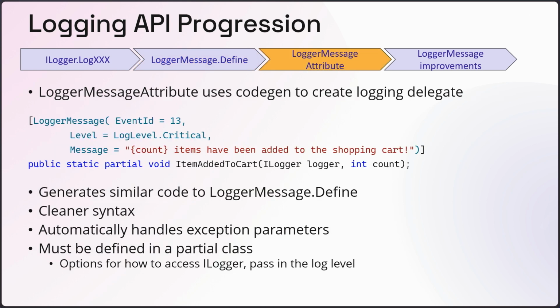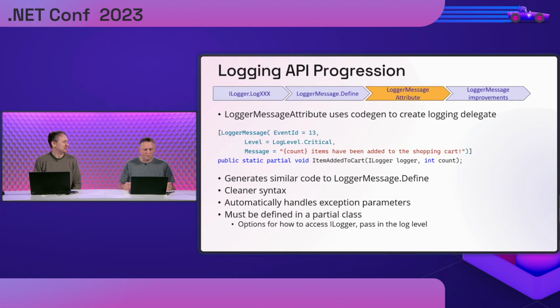So in .NET 6, we added a code generator. So instead, what you can do is define a partial method and decorate or annotate it with the LoggerMessage attribute. And it will then generate pretty much the same code as LoggerMessage.Define, but it will also automatically handle exceptions. So that is what we want you to do if you're doing logging.